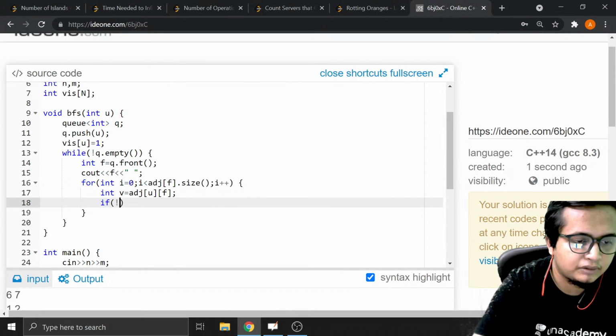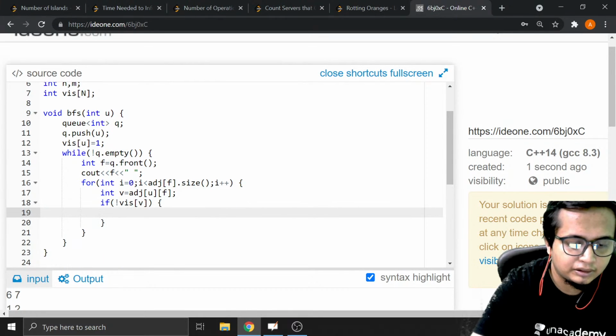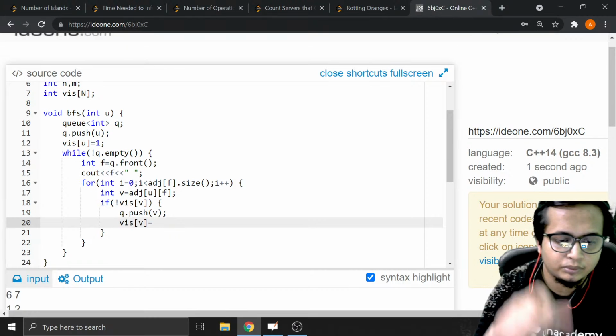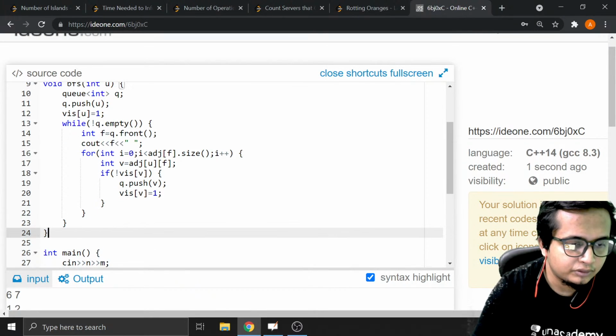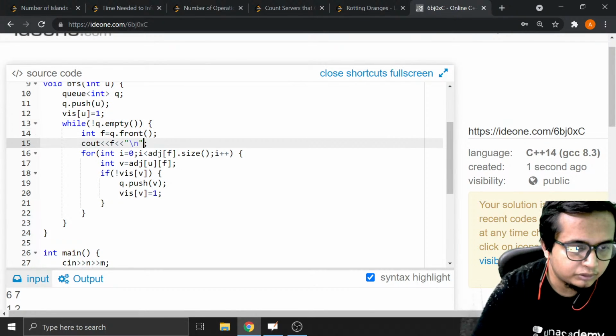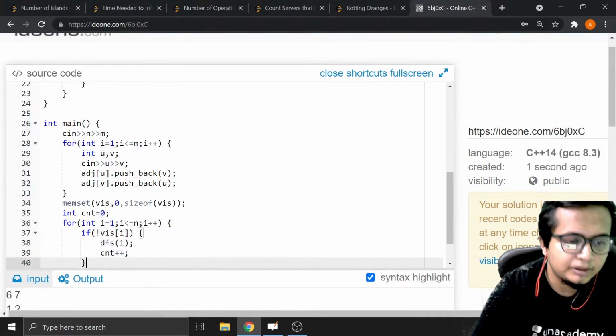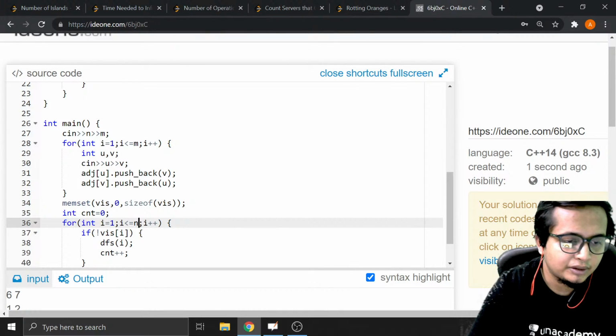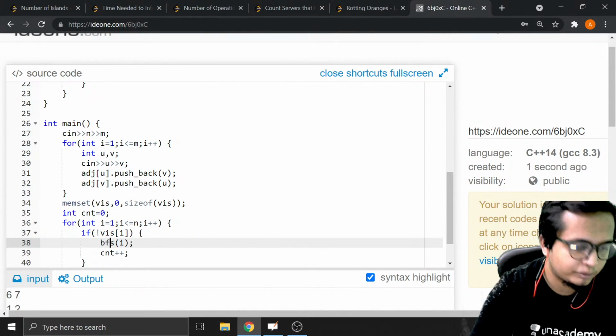Then I'll check that if this node hasn't been visited, I'll add it to my queue, so queue dot push b. I'll mark it visited as soon as I add it to my queue, so it has been marked one. That is I think the code for BFS. Similar to how we did DFS, if I just call BFS on node 1, there would be the same problem that we won't actually be traversing the entire graph. So I'll actually be using the same method, and visited would still be there, and the only change would be over here.